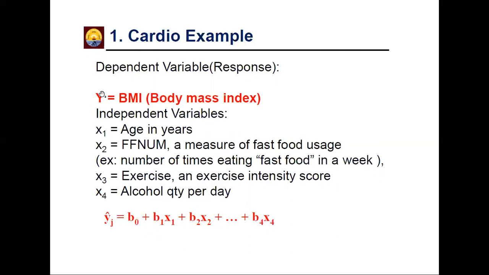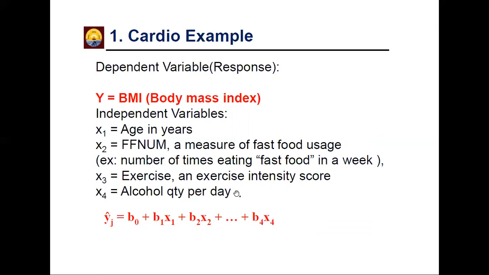Now, the body mass index or body fat depends on what? Different variables. As an example, here I have given X1, maybe age in years, and X2 is nothing but a measure of fast food usage, for example, let us say the number of times eating fast food in a week. That is your X2. Fine. Then X3 is exercise. You can have here an exercise intensity score. Then what is X4? X4 is another variable; here I have taken alcohol quantity per day.